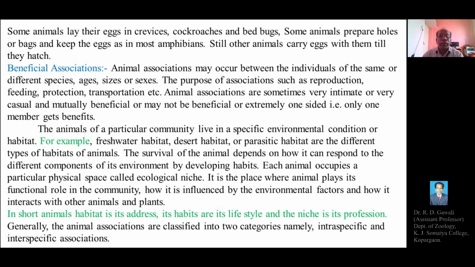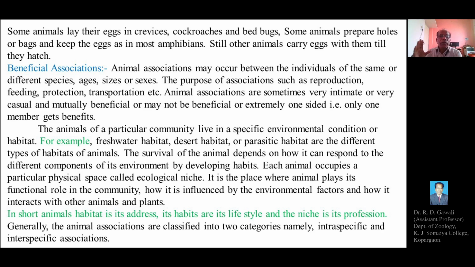In short, the animal's habitat is its address. That is the address of the animals, that is their respective habitat. Its habits are its lifestyle, means whatever the activities, that is feeding, locomotion, breeding, or whatever the behavior of the particular species, is the habit or its lifestyle, and the niche is its profession. The niche is its profession means whatever the role performed or played by the particular organism in the ecosystem is called the ecological niche. That is, the niche is its profession.